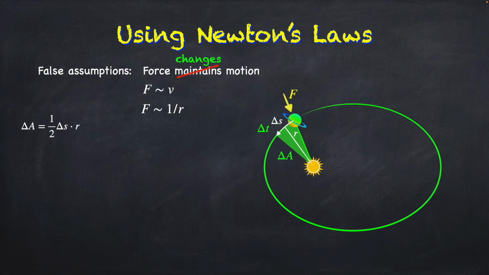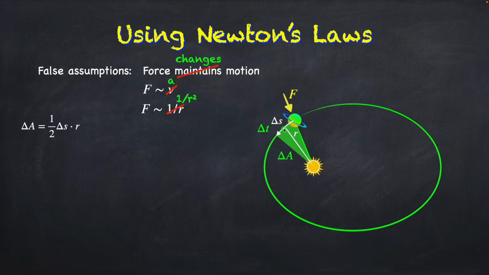Also, since force is changing motion instead of maintaining it, it's not proportional to the velocity, but to the acceleration. And Kepler's final guess was along the right lines in reasoning, but it turns out the force of gravity is not inversely proportional to the distance, but to the distance squared. Now let's derive Kepler's second law using the correct physics.